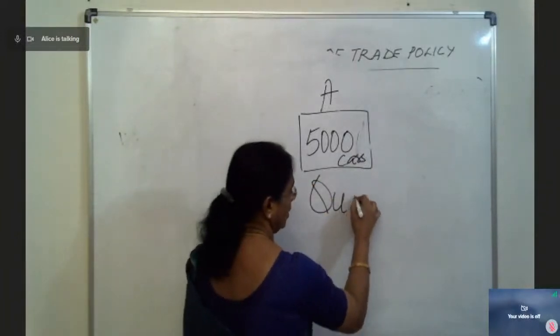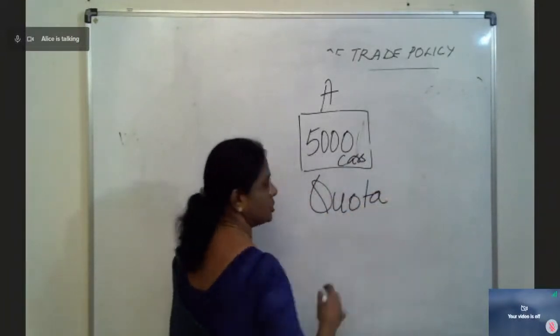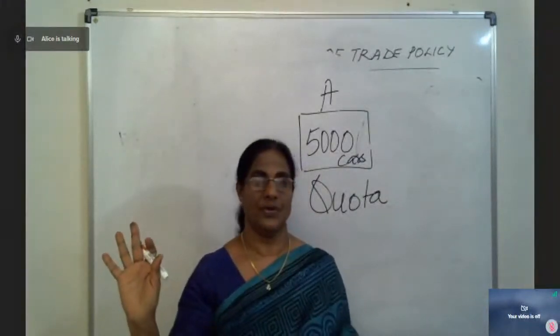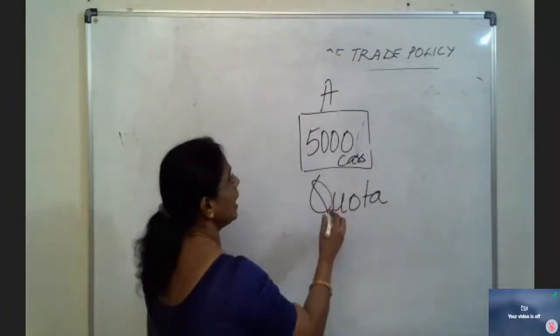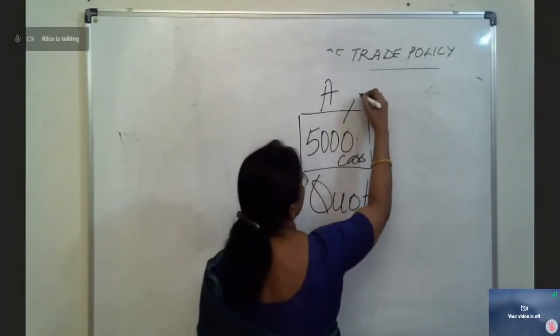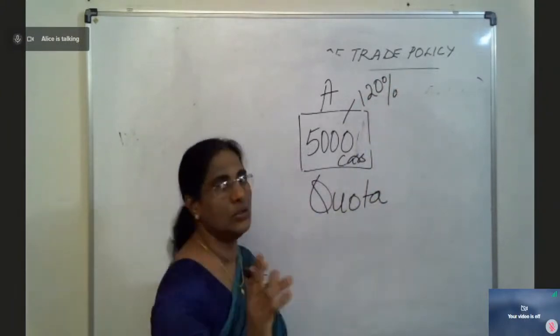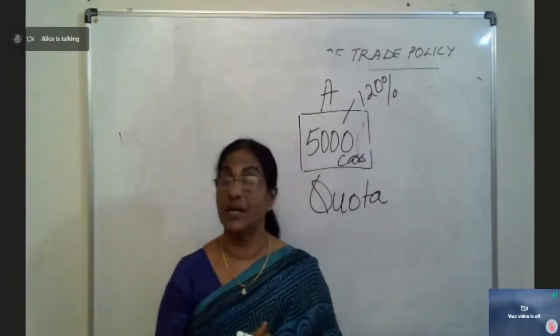That is a quota, a quantitative restriction. Import only 5,000 cars. Right? For 5,000 cars, up to 5,000 cars, 120% duty. The duty on car is very high.